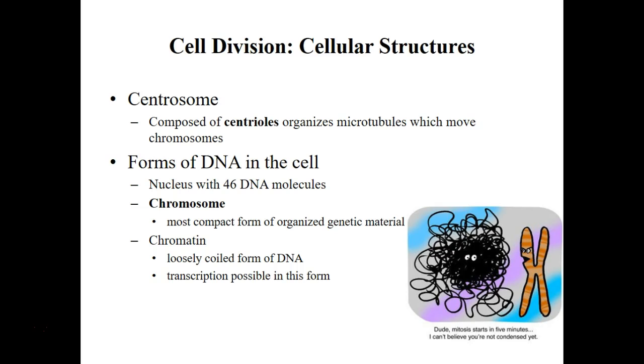So when our cells are getting ready for division, the chromosome has to condense. So this is the chromatin prior to condensing. And then there's a chromosome that's already condensed, okay?